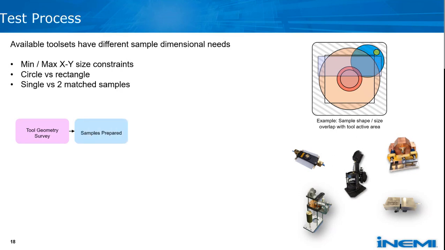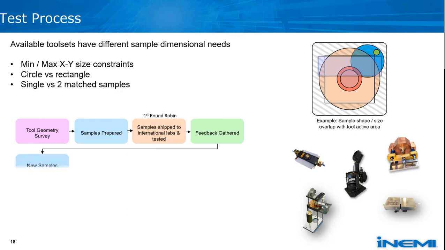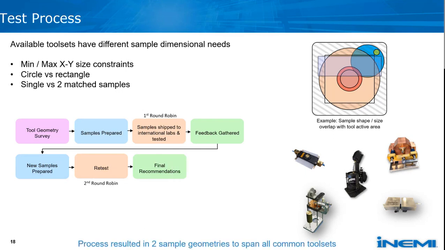We then had the samples prepared at Mosaic, and then we went into our first round robin experiments where we shipped these samples around to the international labs for testing. We gathered feedback from that experiment, and then took that feedback and created a new set of samples for the second round robin experiment, and we repeated the testing. Ultimately, we gathered final recommendations and feedback from that second round robin experiment to make assessments on the usability of these. Through this process, we ended up with two different sample geometries that we believe will span all of the common tool sets reasonably well.